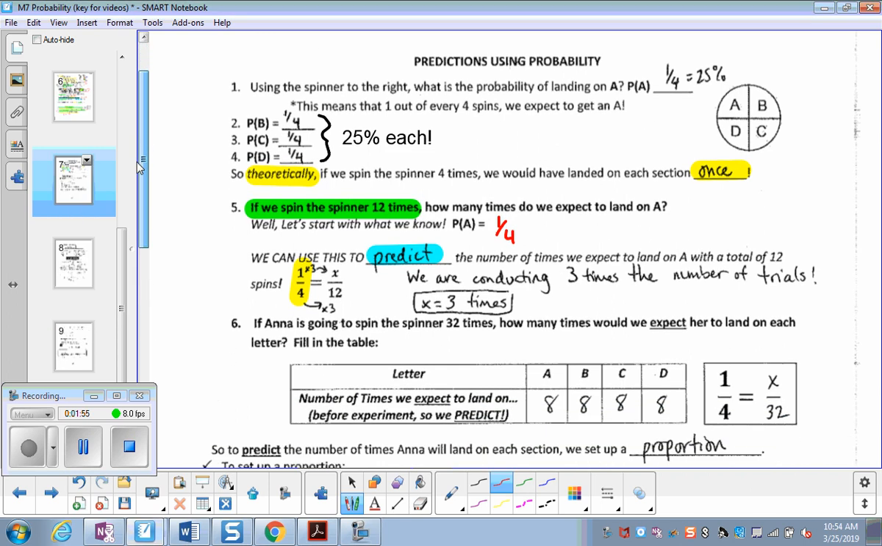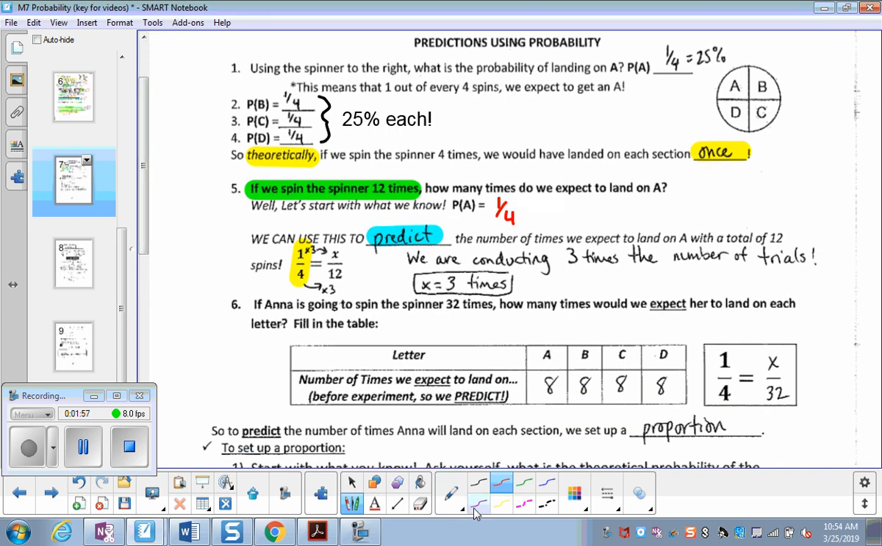All right. Now we have that someone is going to spin the spinner 32 times, and we want to know how many times do we expect to land on each letter. So this is the proportion that we're setting up. And once again, we're using the theoretical probability. We don't have any results yet. So we're using theoretical probability to make our prediction. When we cross multiply 1 times 32, we get 32. And when we divide by 4, we get 8. So X here would be 8.